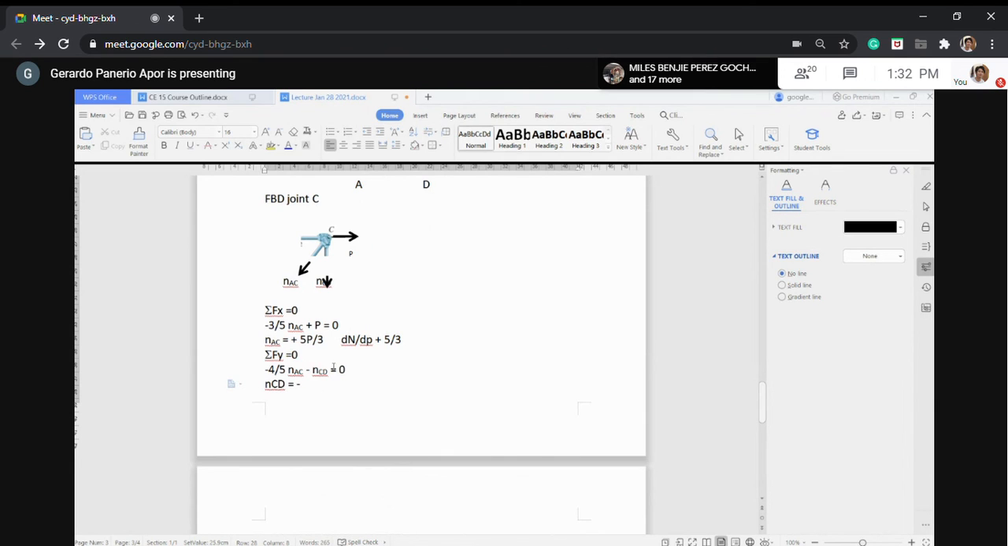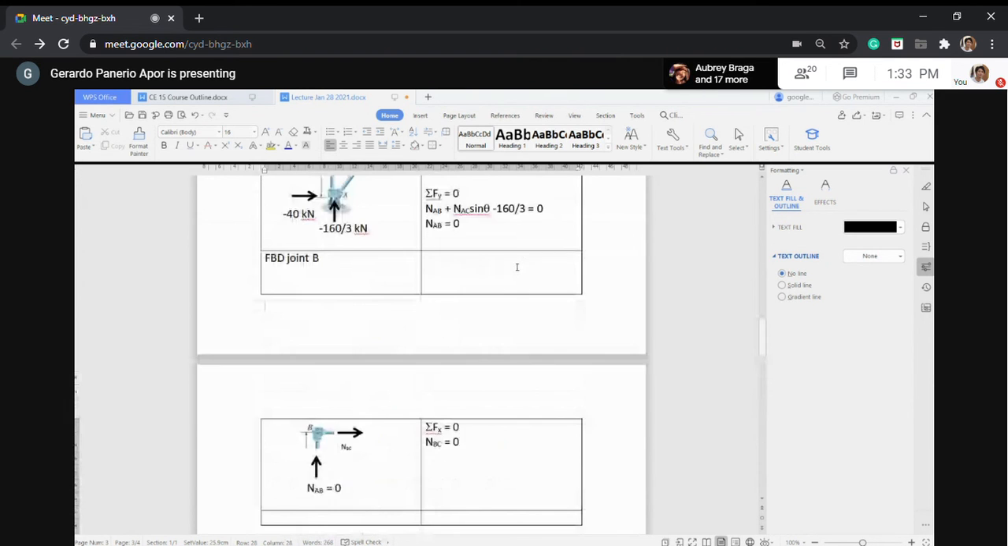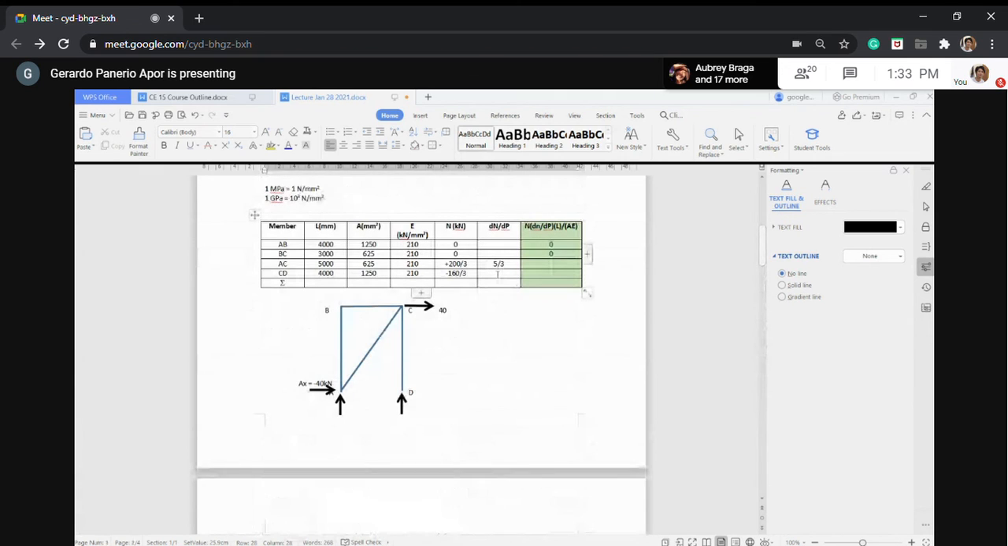N EC is 4/5 of 5 over 3. So equals to 4/3, no? Negative 4 divided by 3. So that's N CD. And derivative of that, you have dN/dP is equals to negative 4 divided by 3. So we have negative 4/3 here. Negative 4 divided by 3.